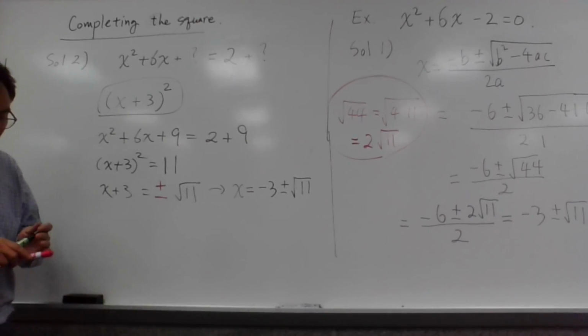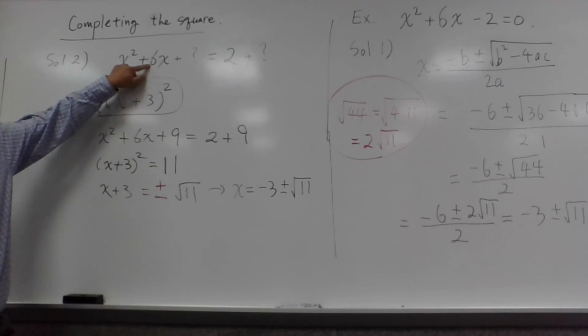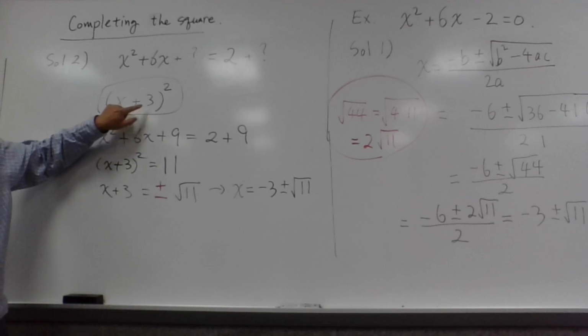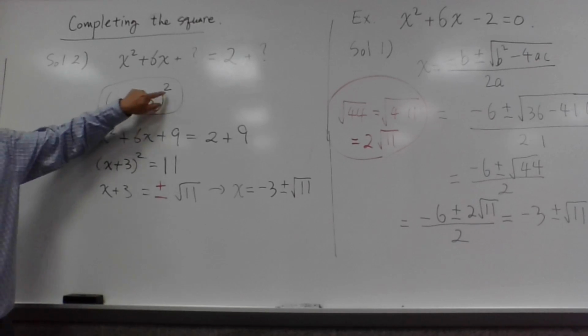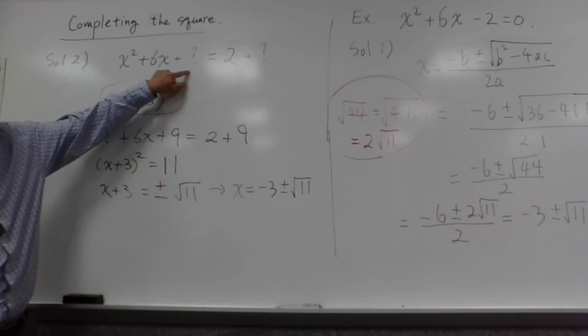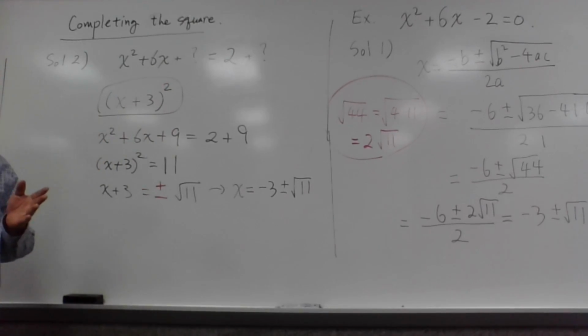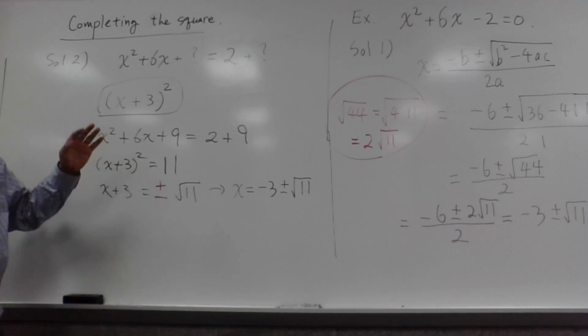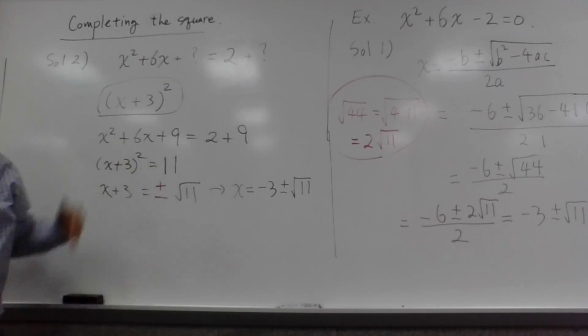Okay, I got a request. Where I'm getting this 9 from is, first you take half of 6 and you get 3, and the moment you choose 3, now you need 3 squared to become the square, right? So 3 squared is this 9. That's where it comes from. So whatever half of b, the b value is, squared is going to be what the c value is. Yes, that's what you do.